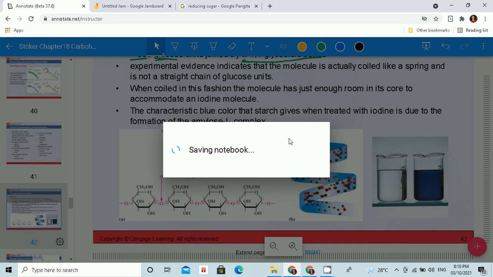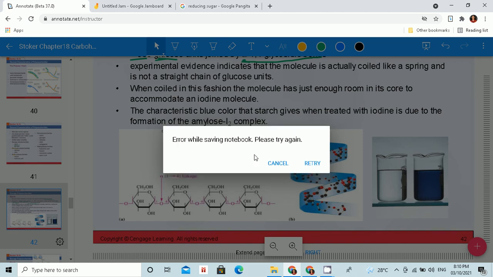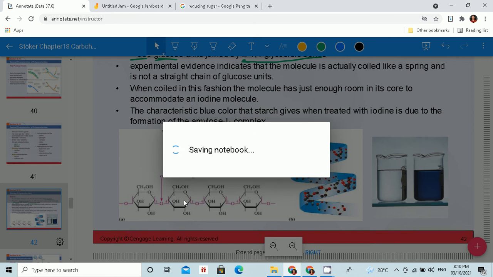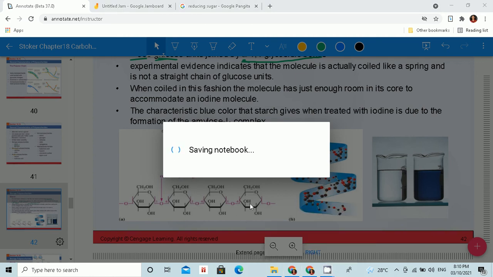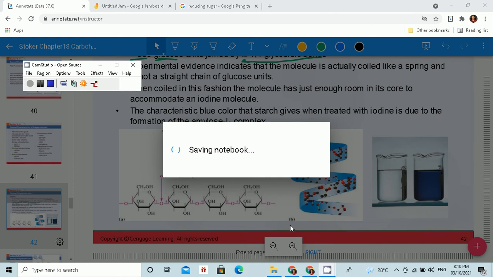So we have this one, which is our amylose. Now let's wait a minute. It's still loading.